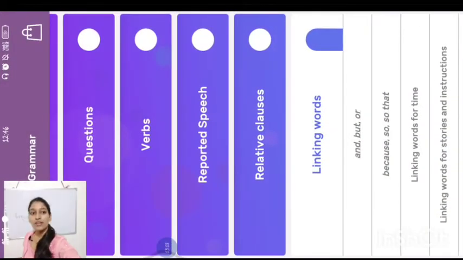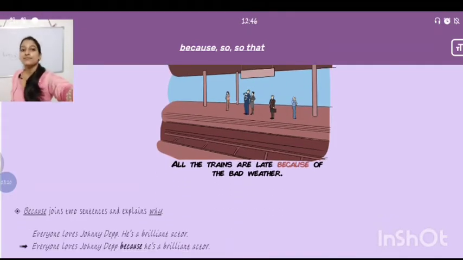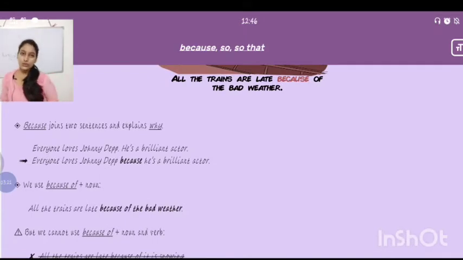Next, because, so that. All the trains are late because of the bad weather. सारी ट्रेनें लेट हैं कारण bad weather. Because joins two sentences and explains why. Everyone loves Johnny Depp. He's a brilliant actor. Everyone loves Johnny Depp because he's a brilliant actor.